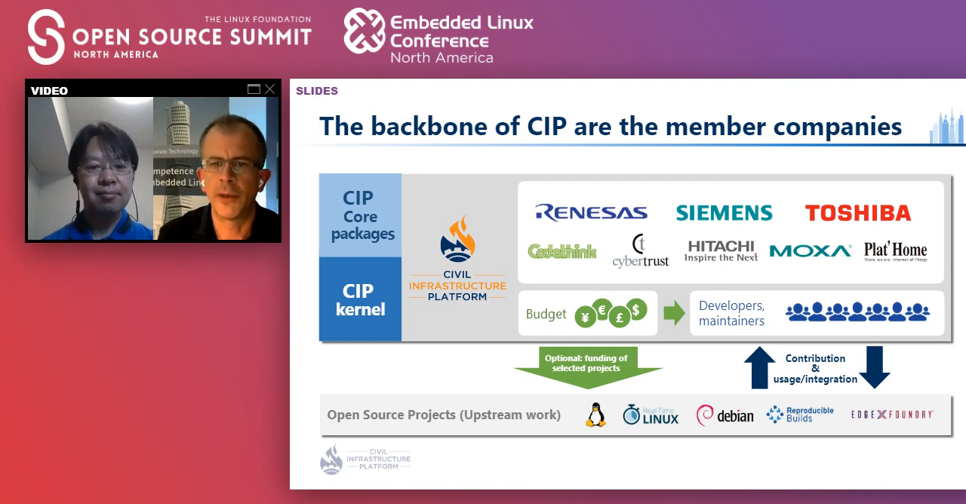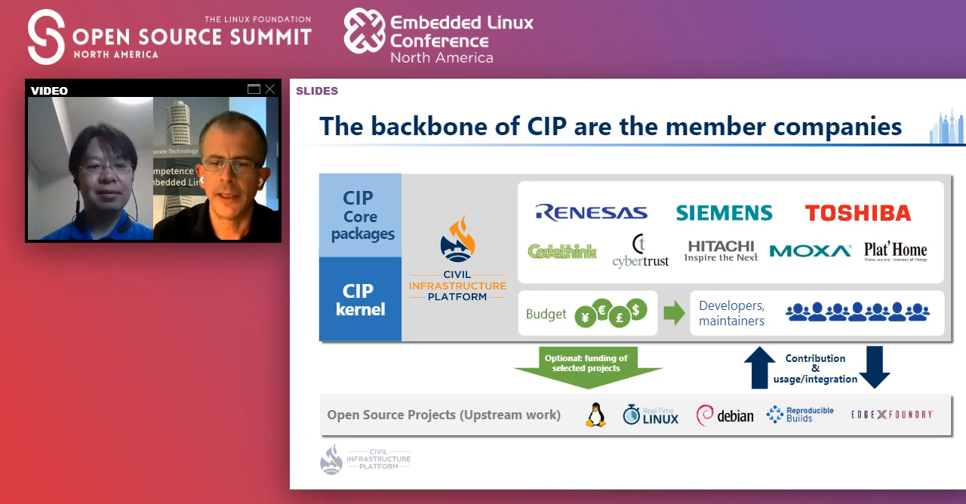This is developers, and there's an arrow down. This means we are also funding projects which are important for us. Like if we have requirements which we wanted to place in Debian packages, or we want to push also some real-time Linux efforts, we are also funding certain tasks in these respective projects.